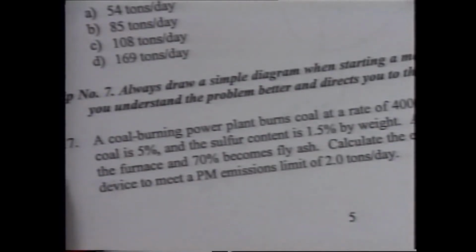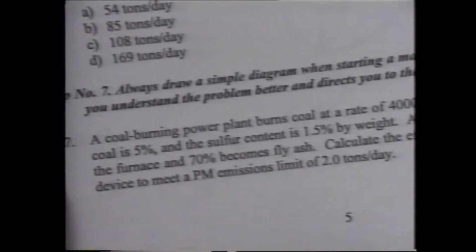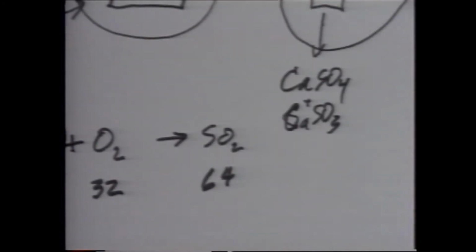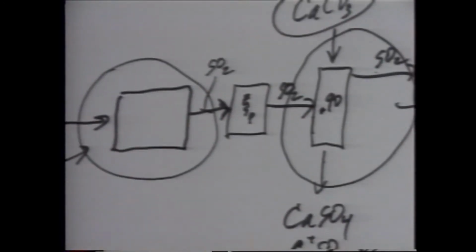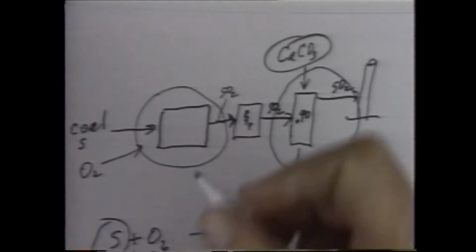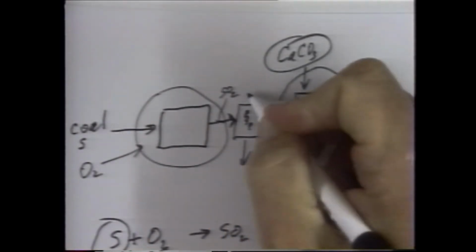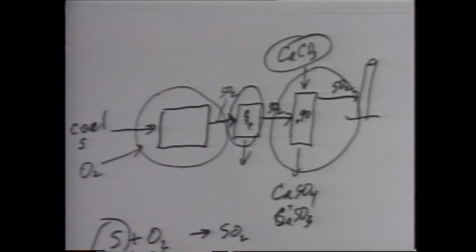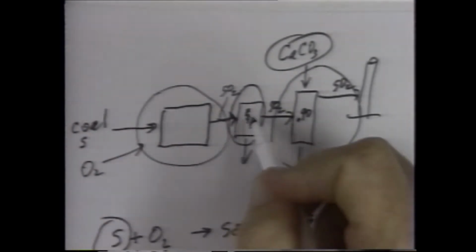Assume 30% of the ash drops out in the furnace and 70% becomes fly ash. Calculate the efficiency required of a final control device to meet a PM emissions limit of 2 tons per day. Okay, go back to our diagram. Now we're talking about particulate matter, so here is the final control device, the ESP, or it could be a baghouse.